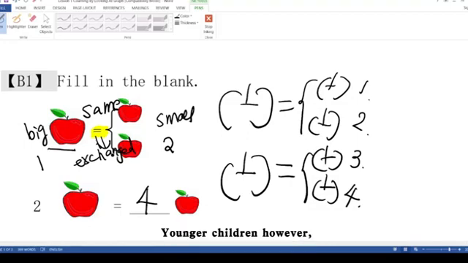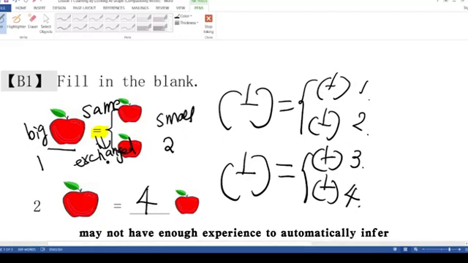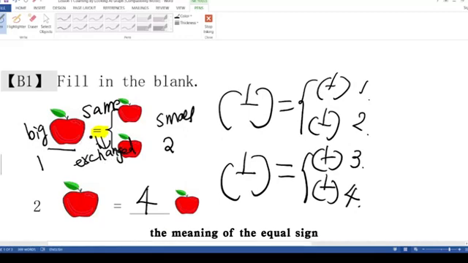Younger children, however, may not have enough experience to automatically infer the meaning of the equal sign in this context. So when we explain such problems to young ones, we need to ensure that they understand questions thoroughly. We need to communicate in everyday language and avoid relying solely on mathematical terms.